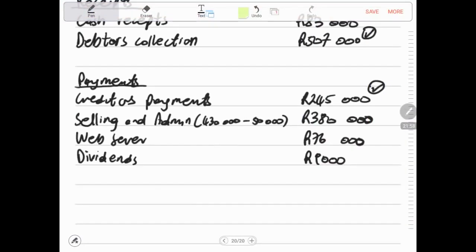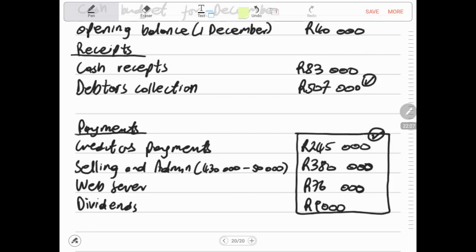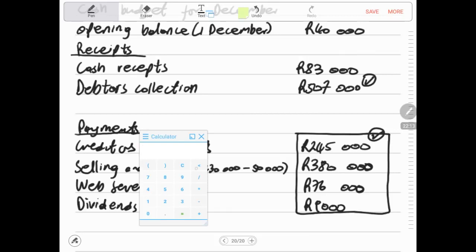Therefore, now I can record my total outflow of cash, and also record my expenses to see if perhaps I have any deficit or a surplus when it comes to this budget. Then it will be 245,000, which is my payments, plus 380,000 rands, plus 76,000 rands, plus 9,000 rands. This gives me a total outflow of 710,000 rands. That will be a cash outflow.